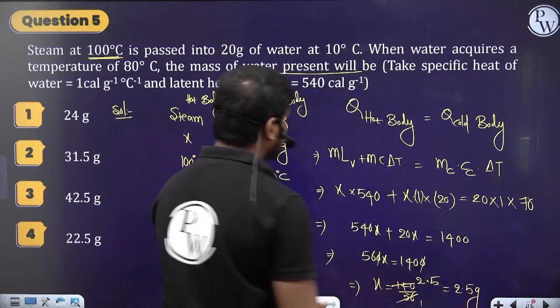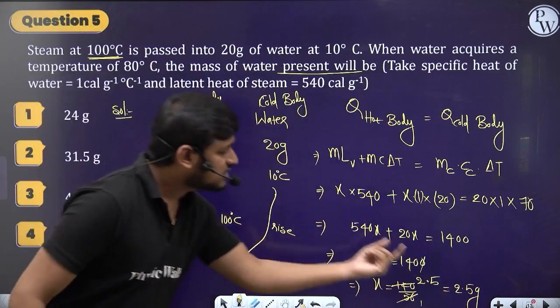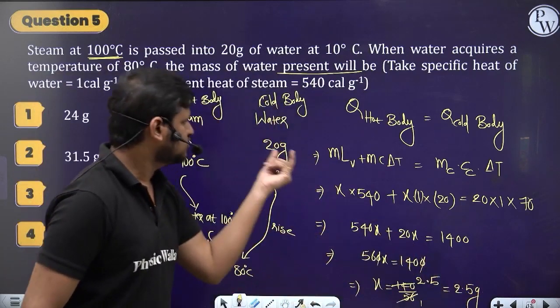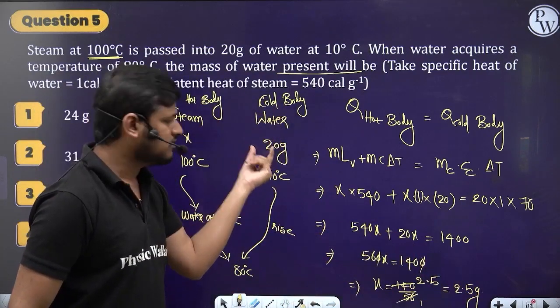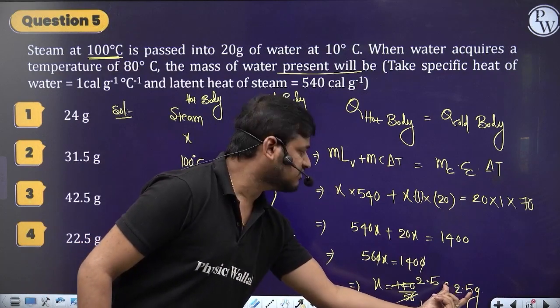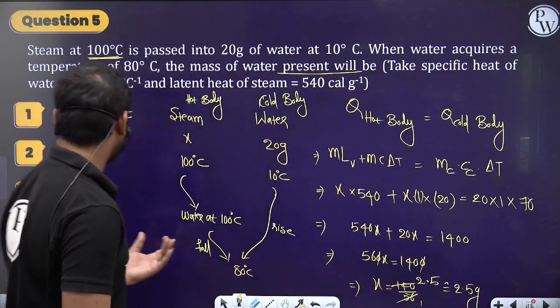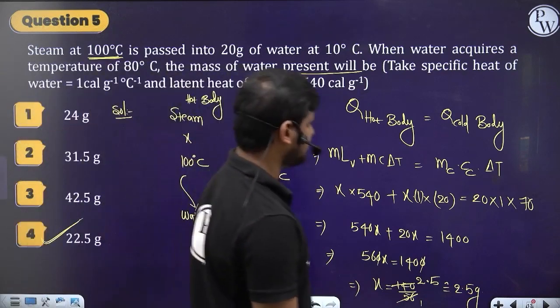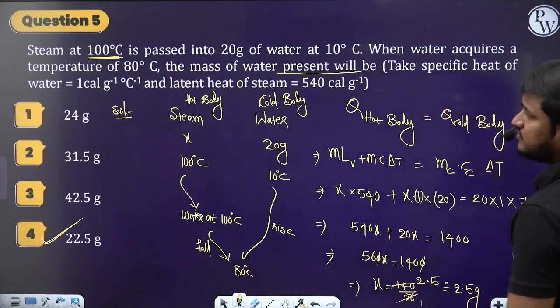So this we get. The steam has converted to 2.5 grams of water. So 20 grams of original cold water plus the steam which is converted to water, 2.5 grams. So in total it will be 22.5 grams of water present. Clear? Understood everyone?